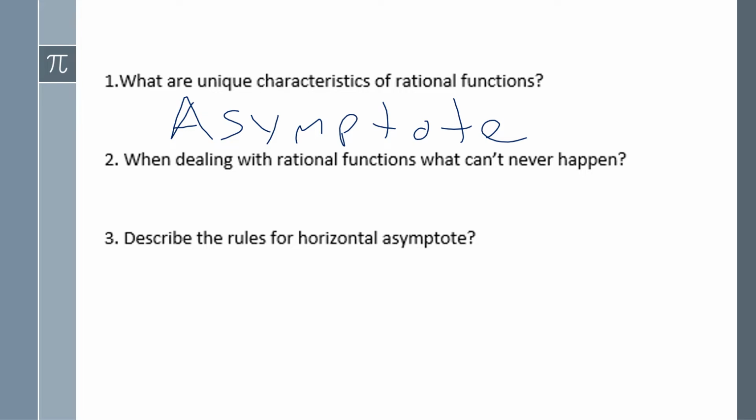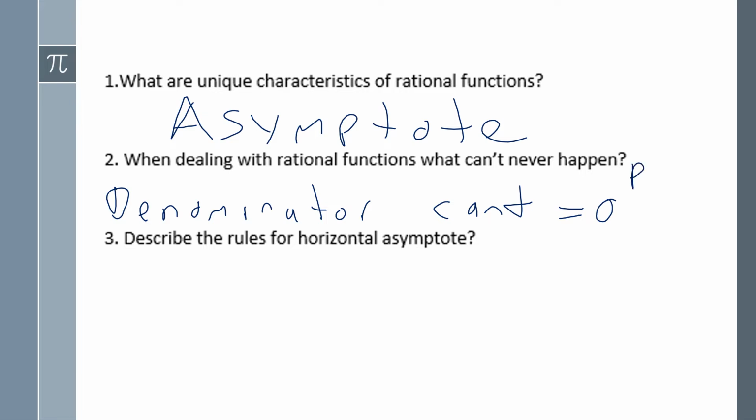All right. Number two, when dealing with a rational function, what can never happen? Your denominator can't equal 0. Or you could rewrite this as P over Q: Q cannot equal 0. That's the same thing as the statement that the denominator cannot equal 0. So you could use either statement.